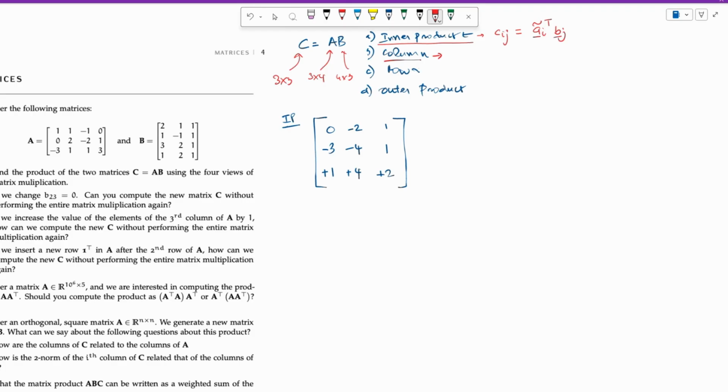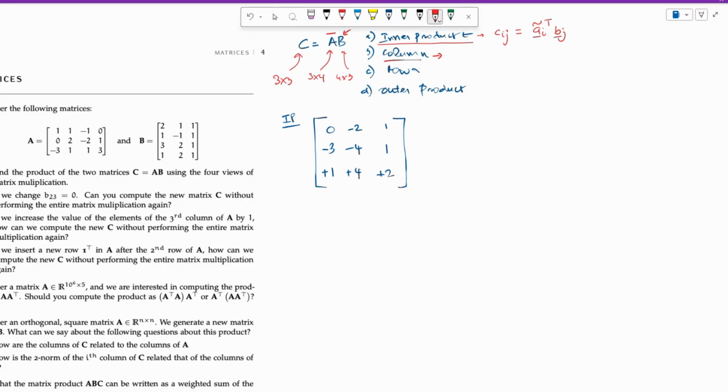The inner product view gives you the individual elements of the matrix. The column view gives the columns of the product matrix C. The columns of C are the linear combination of columns of A, and the exact mixture for the linear combination is given by the columns of B. The jth column of C is the linear combination of all the columns of A, and the mixture comes from the jth column of B. That means the number of columns of your product will be equal to the number of columns of the second matrix, B.